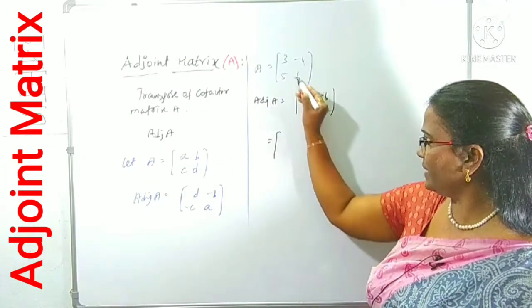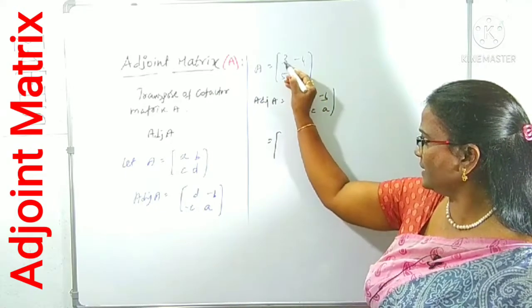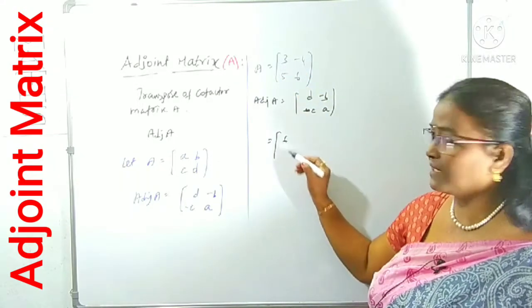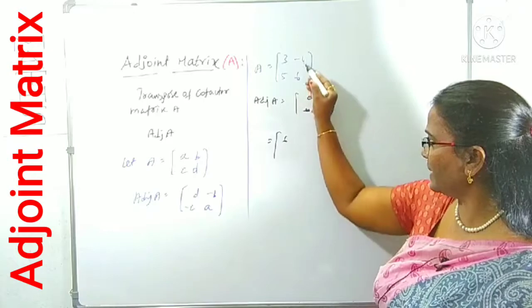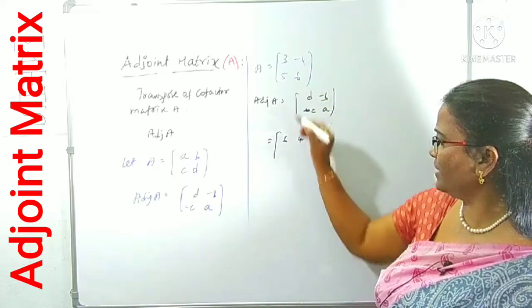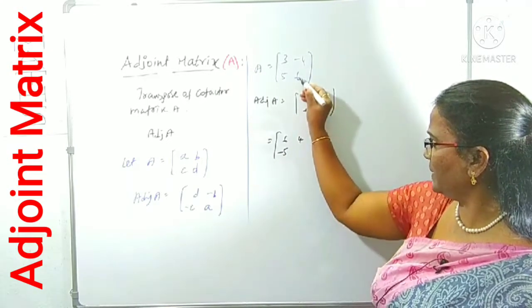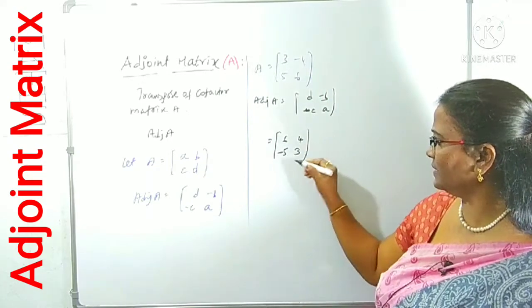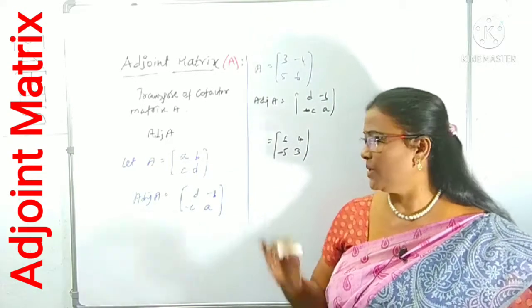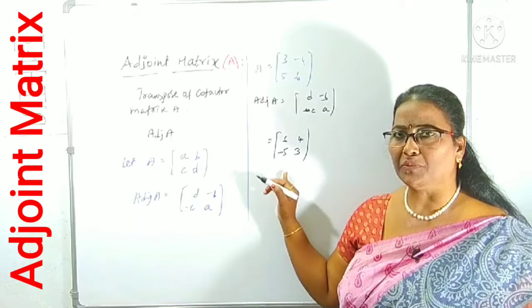So according to this example, what is the answer? a, d we can interchange. అంటే d ప్లేస్‌లో a రాయాలంటే 3, 6ని ఇంటర్చేంజ్ చేయాలి, 6 ఇక్కడ రాయాలి. తర్వాత వీటికి సైన్ చేంజ్ చేయాలి. -4 we can write +4, 5 we can write -5. In place of 6 we can write 3. అంతే. That is adjoint of A. Okay, adjoint of 2 by 2 matrix A.